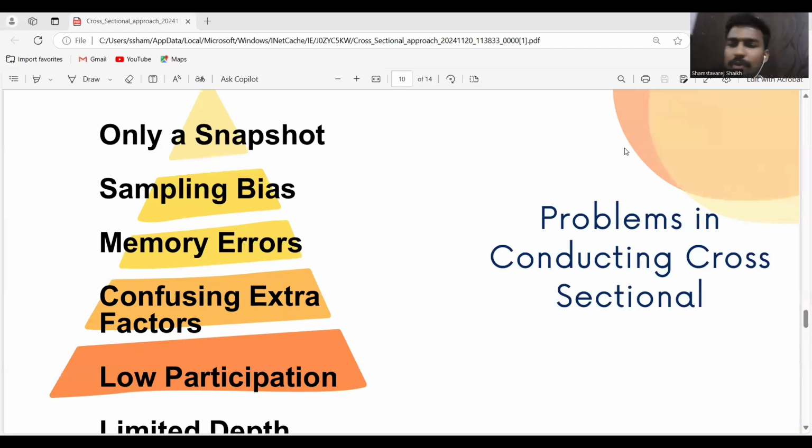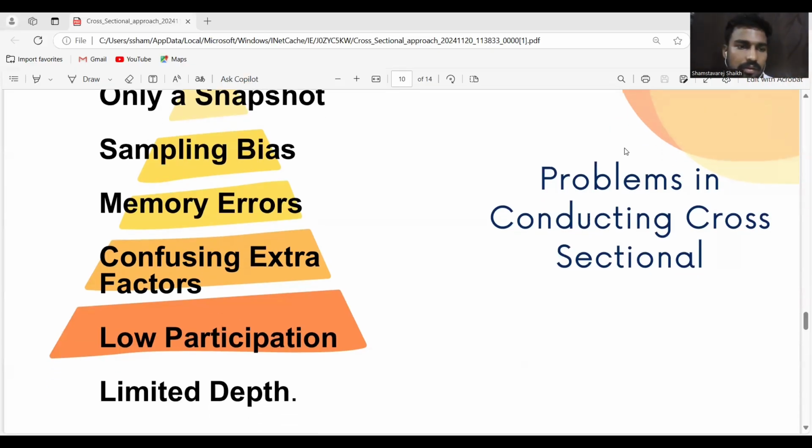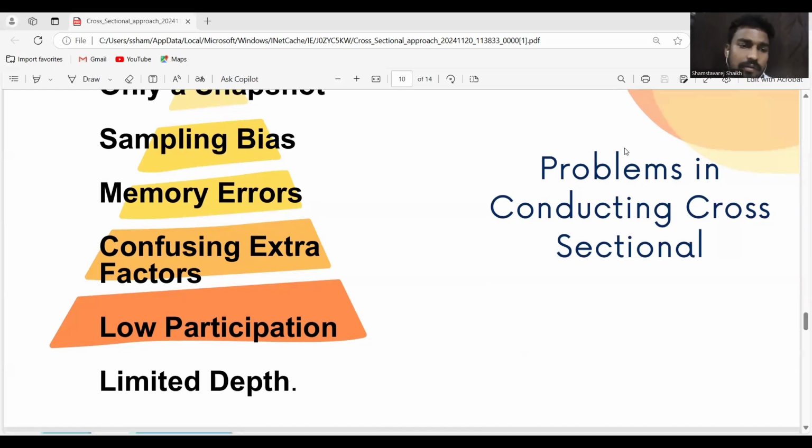Problems in conducting cross-sectional studies: it is only a snapshot. Sampling bias: the samples do not represent the whole population. Memory errors: if we do the same research another time, the outcome is going to differ. Confusing extra factors, fewer participants, limited depth.